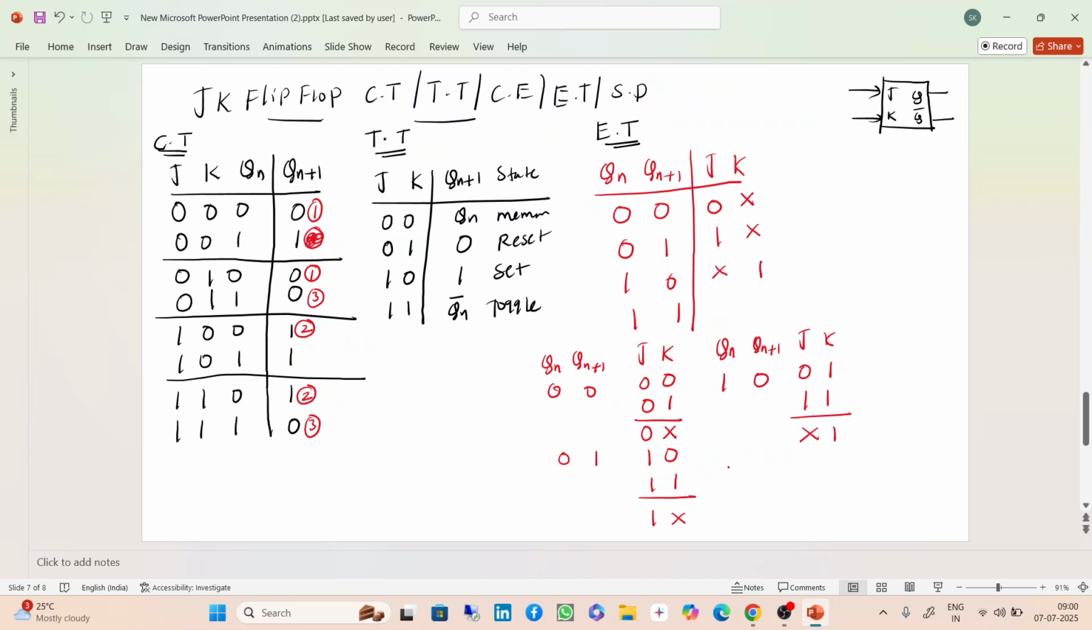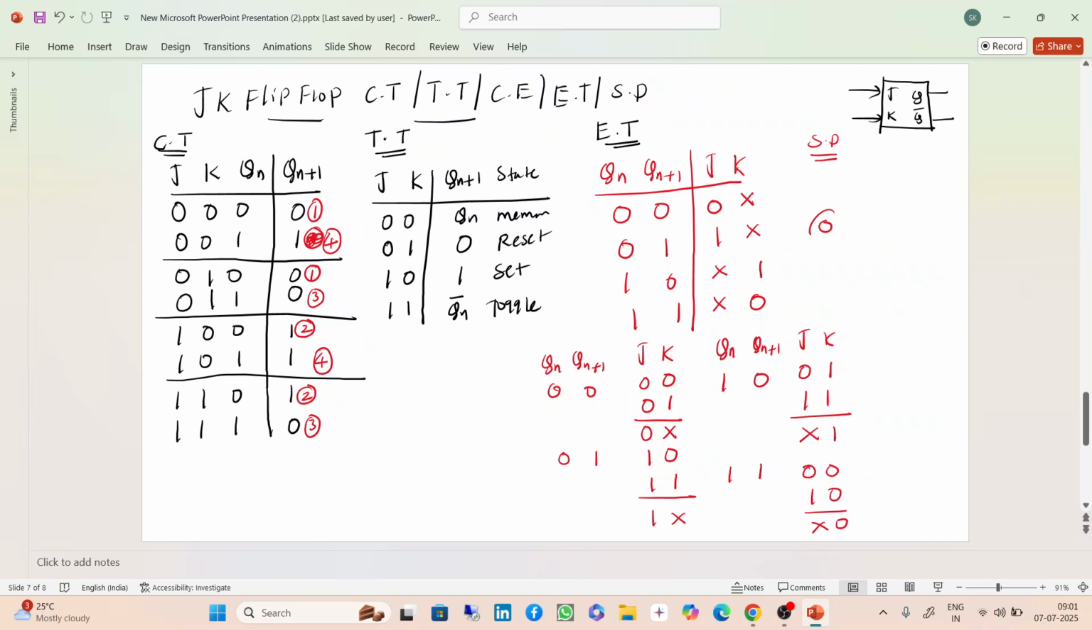And next, 1 1, this is the fourth case. If you see this one, this is 0 0 and 1 0, which is nothing but don't care 0. So the excitation table for the JK flip flop is 0 don't care, 1 don't care, don't care 1, don't care 0. Like this you can remember.